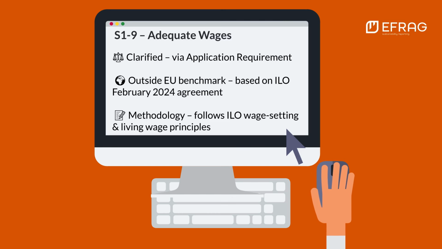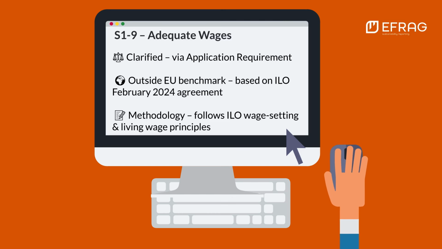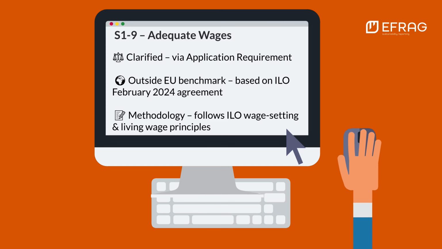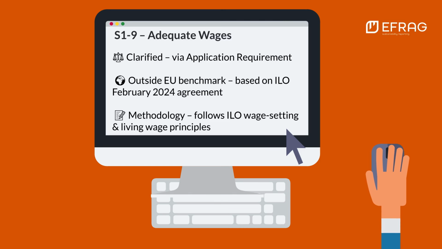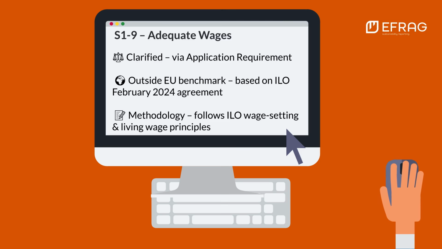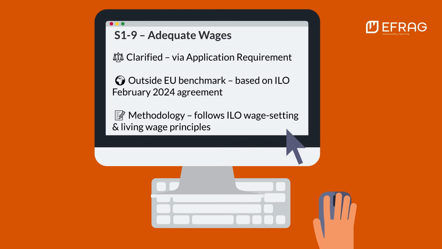S1.9 Adequate wages. This disclosure requirement has been clarified via the application requirement. It explains which adequate wage benchmark shall be used outside the EU, based on an agreement adopted by the International Labour Organization governing body in February 2024. This agreement introduces a methodology to calculate wages established in accordance with ILO wage setting principles and the ILO principles for determining a living wage.